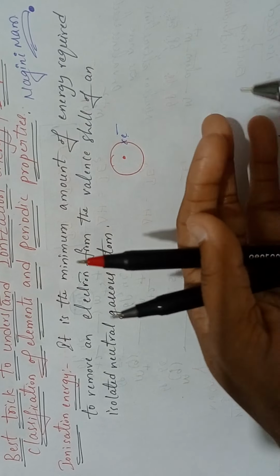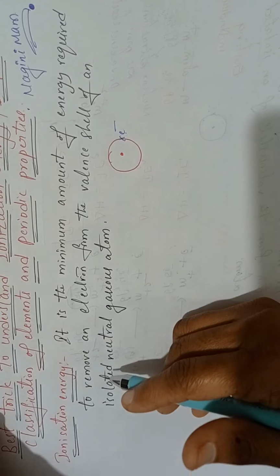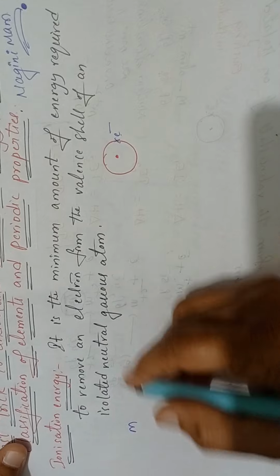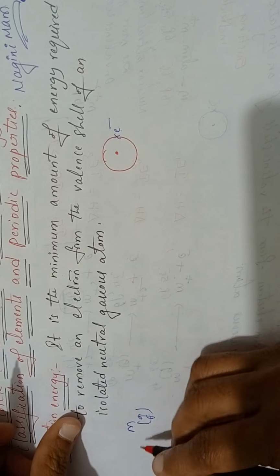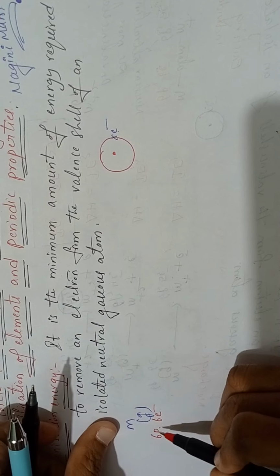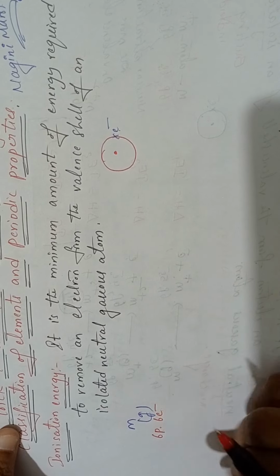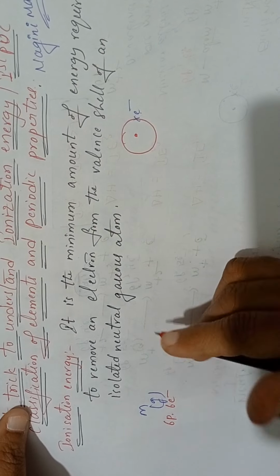Okay, for this I'm taking one example. See students, I'm taking here M gas, the neutral gaseous atom. So M is the neutral gaseous atom, students. Suppose it has 6 protons and 6 electrons, just an example. Neutral is nothing but the same number of protons and electrons. Protons number and electrons number should be the same, then we call it a neutral atom. Are you clear? So here 6 protons, 6 electrons are there.